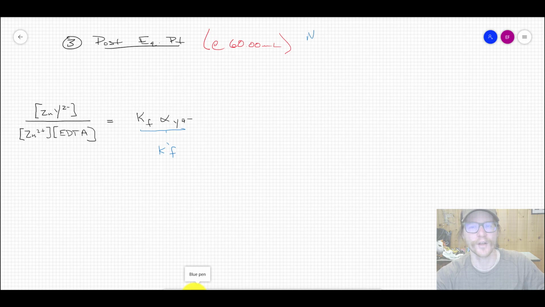So no NH3 needed. The reason not to include ammonia in post-equivalence computations is that we are going to determine the absolute concentration of zinc complex and EDTA, so we know those two values. We're not deducing it by an equilibrium that's dependent upon the fraction of zinc. Those two values are computed in absolute, and so we do not need to consider the K double prime F in this case.